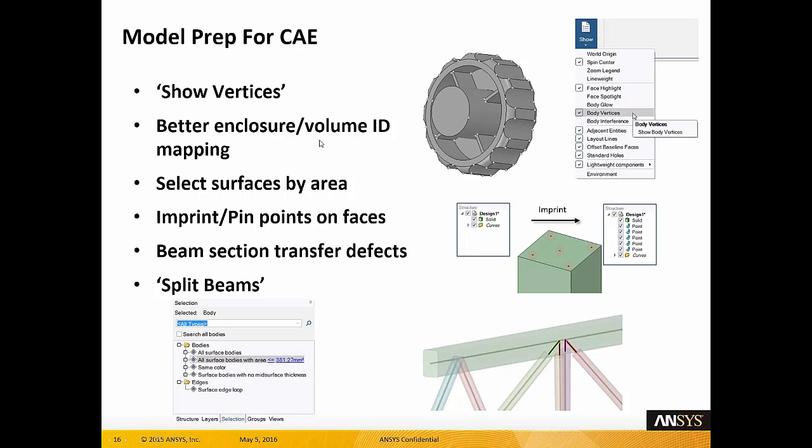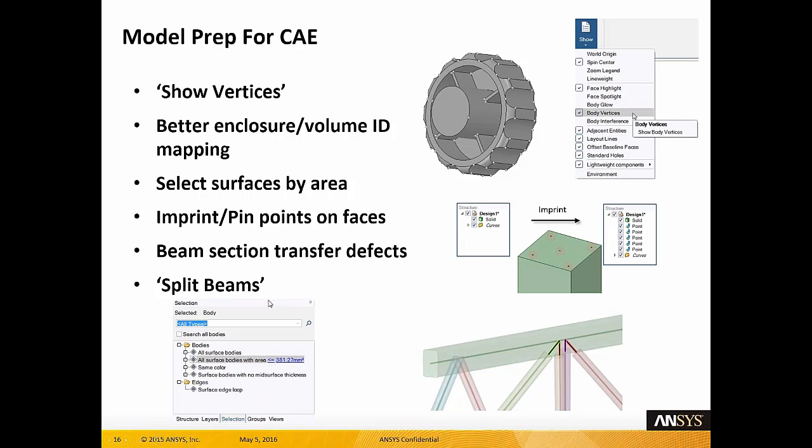Second of all, we've improved the way that enclosures and volume extract work so that they update in even more cases. We've added new power select options, the ability to select surface bodies by area. And then finally, if you were to put points on a face, we allow you to imprint those as points that will now follow any changes to the face. So if this face position is updated, possibly by your script, these points will automatically come along if they're pinned points.